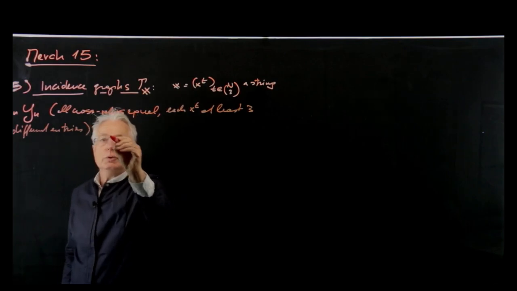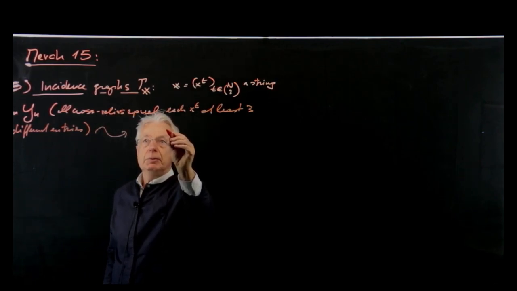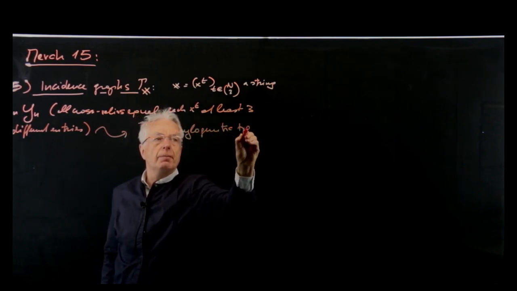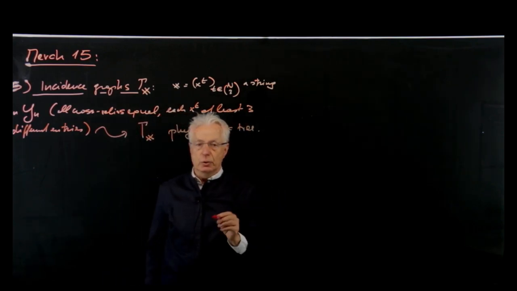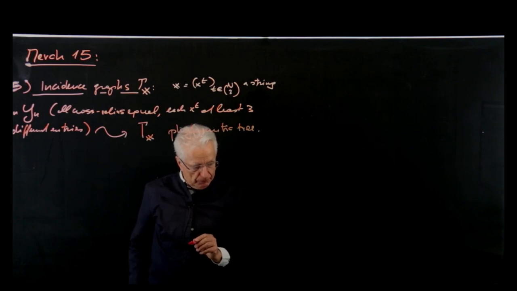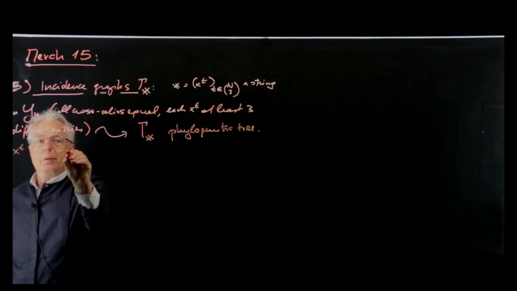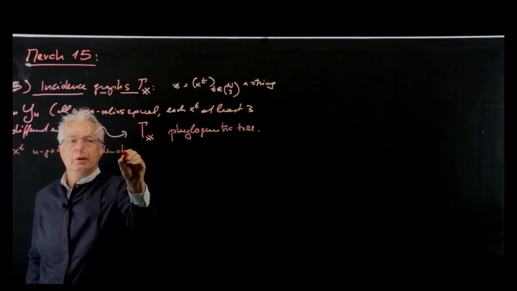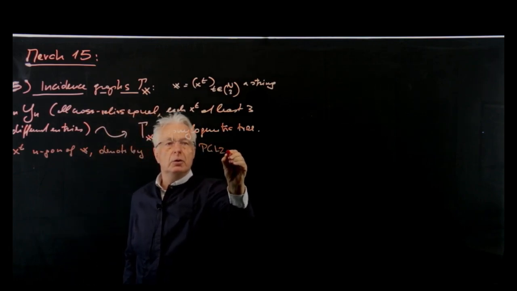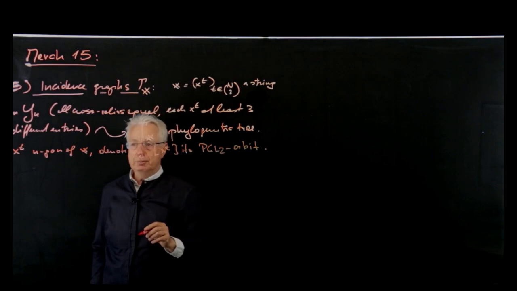And we want to associate to this x a graph gamma of x, which will be the incidence graph. So this will be a phylogenetic tree, which means it's a planar graph, finite, no loops, no double edges, and no vertices of degree 2. So if x_t is an n-gon of x, denote by bracket x_t its PGL2 orbit, or the equivalence class given by the PGL2 action.